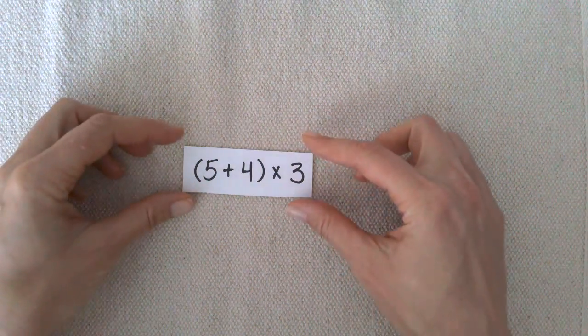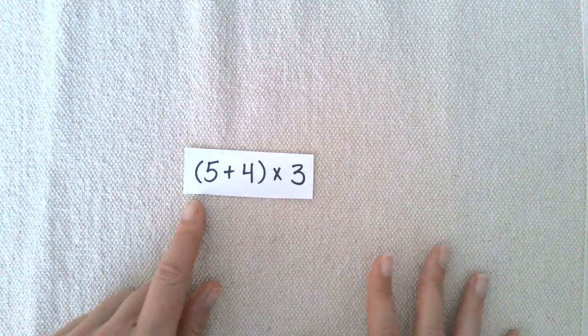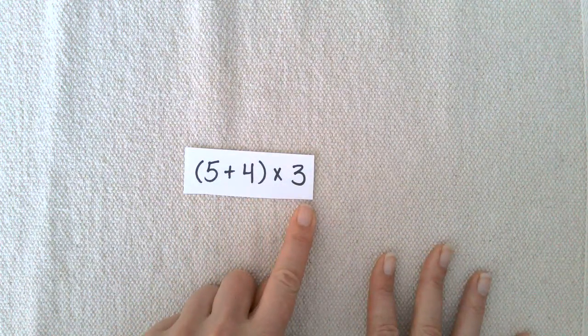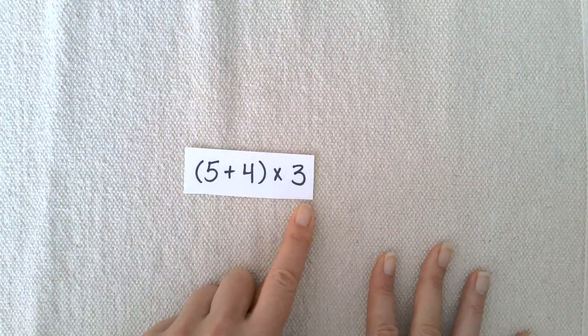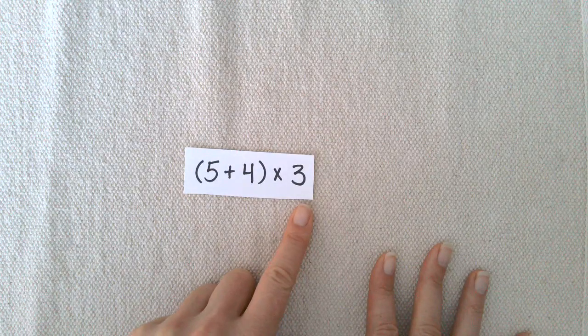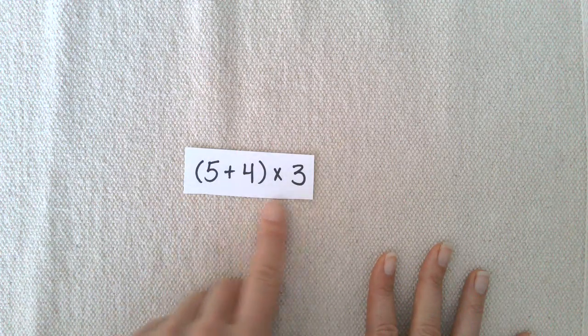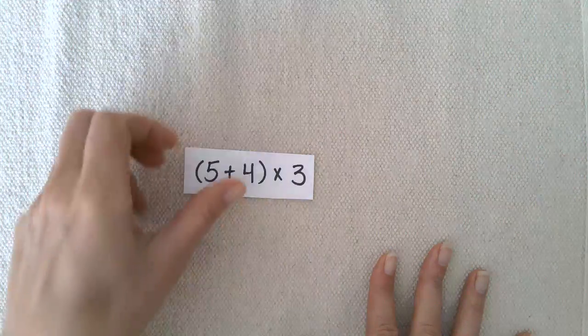Today's video, we will be writing numerical expressions like this one. And the first thing to notice is there is no equal sign. If there were an equal sign, we would call it an equation. When there's no equal sign, we call it an expression. So let's start by writing a simple expression.